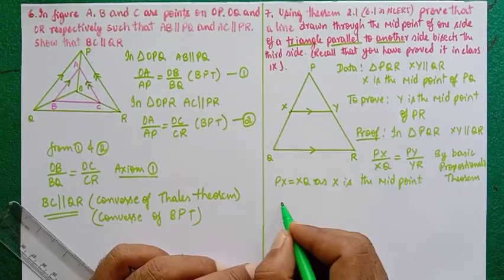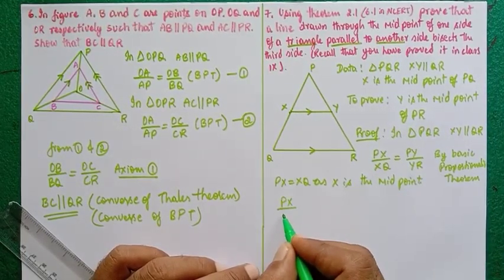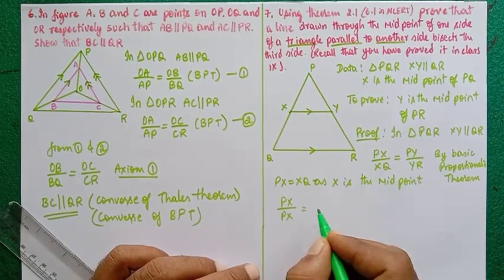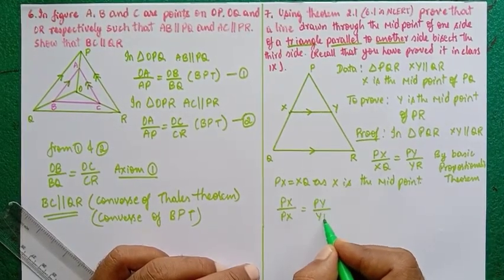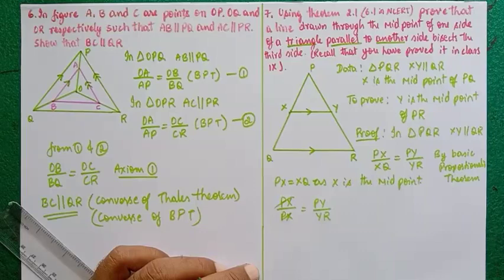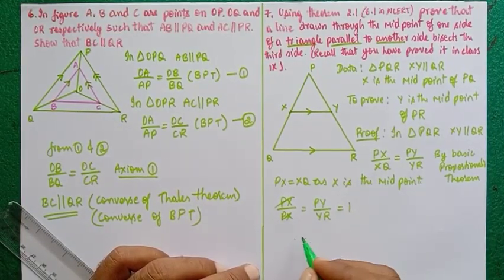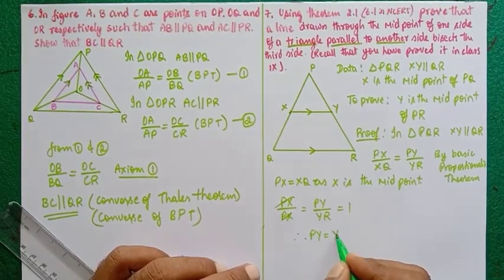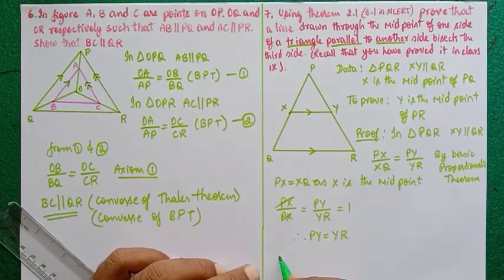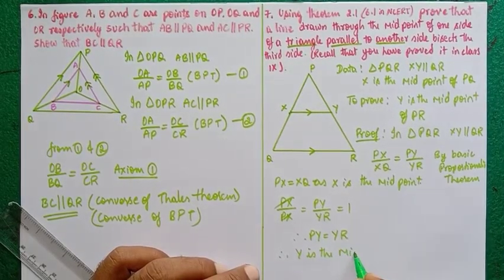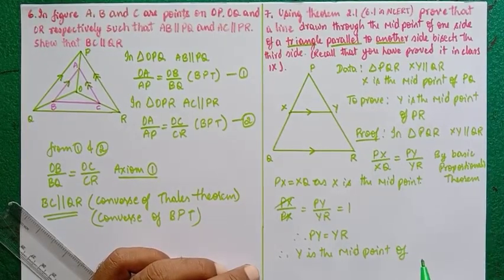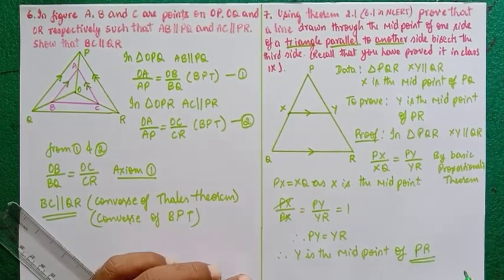So PX by PX is equal to PY by YR. PX cancels here, so it will be equal to 1. Therefore PY is equal to YR. Therefore Y is the midpoint of PR. This completes the proof.